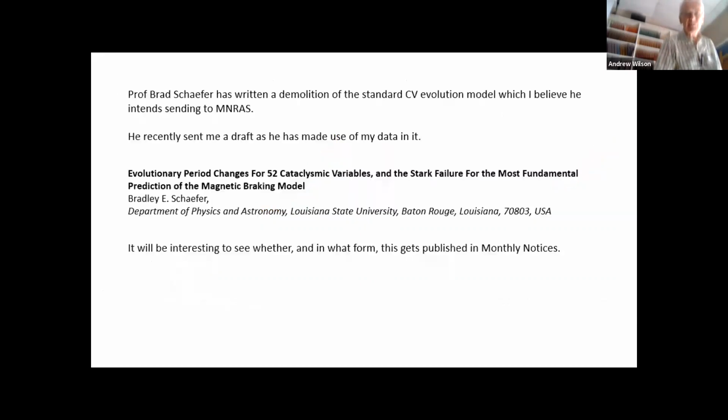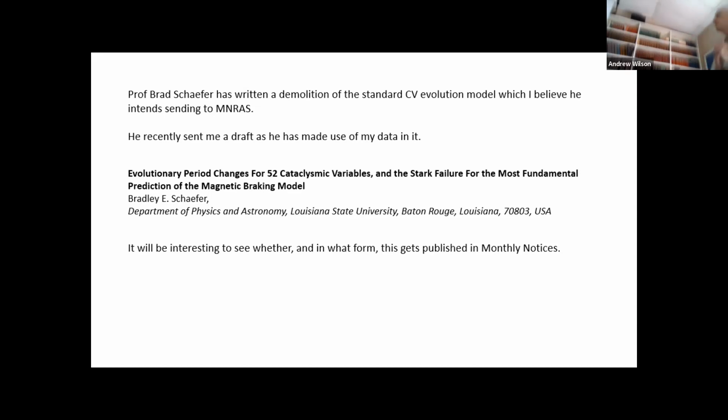So just to finish off, the last slide is, you may have heard of this chap, Professor Bradley Schaefer. He's now an emeritus professor in the States. He has written what is basically a demolition of the standard CV model. He sent me a draft of this recently because he picked up a lot of the data that I've been observing from the AAVSO, which shows some of these really weird O-C plots. And he's mentioned that quite a lot in the paper. So he sent me a draft of it.